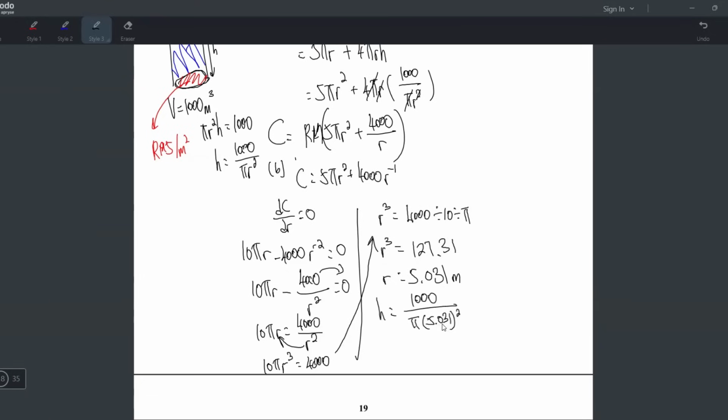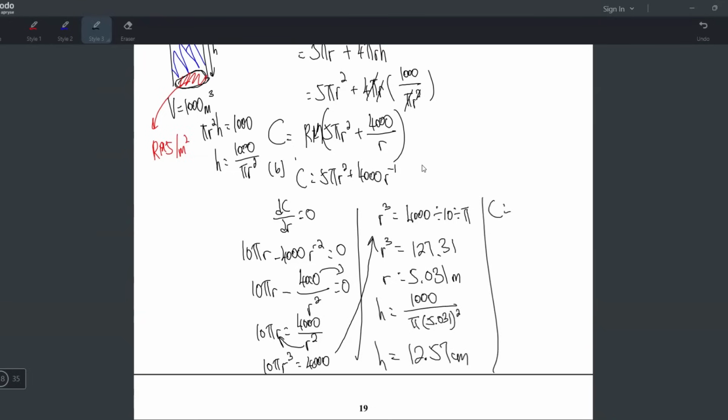Okay, substitute the R here. You have to press the bracket first. You have to press 5.031 square times pi first, and then press 1000 divide answer. So this one you will get 12.57 cm. Okay, lastly, the last thing to find is the C.